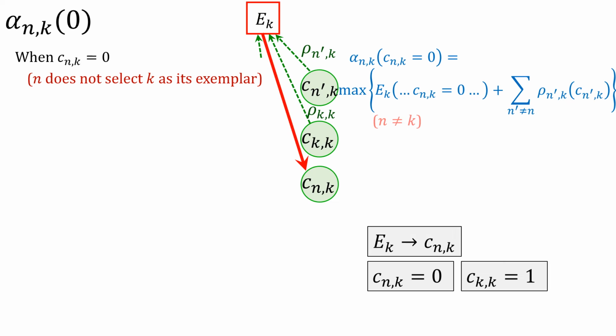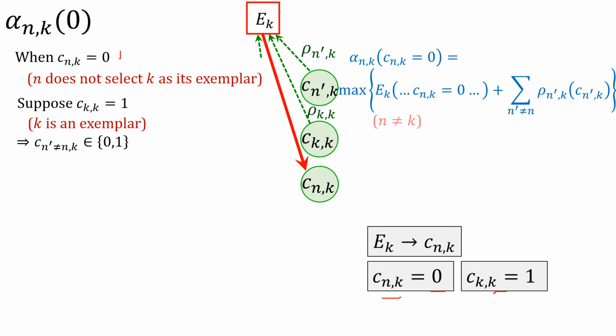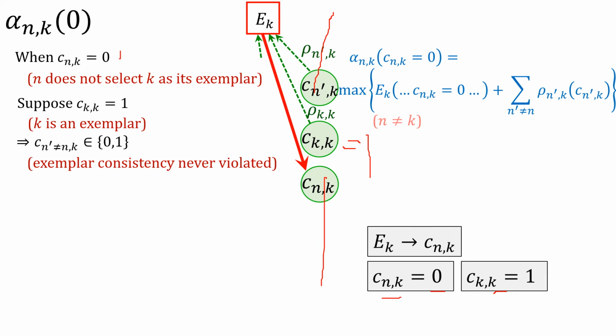Now we'll look at the case where cnk is 0, but ckk is an exemplar. Although n is not selecting k as its exemplar, k is an exemplar itself. So that's when ckk equals 1. So cn'k can be 0 or 1. It doesn't matter. The exemplar consistency constraint would never be violated because ckk equals 1. So we can choose zeros and ones everywhere else.